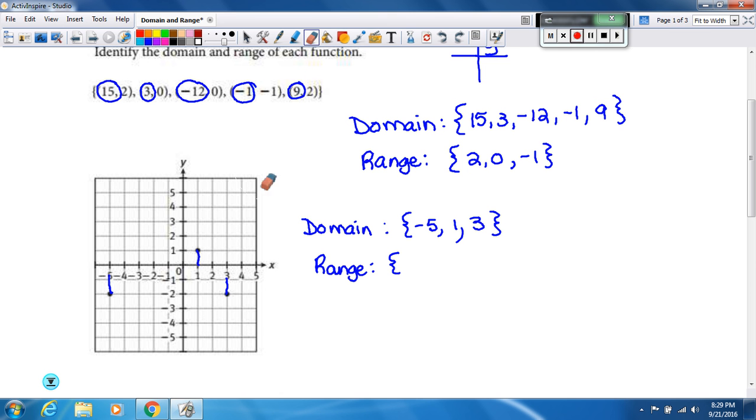The range, those go over to the Y axis. So let me erase my domain real quick, so then we can do the range. The range is at -2. This point's also going to -2 on the Y-axis, but we've already listed that, so you don't list it again. And then this one goes to 1. So -2 and 1, that is the range.